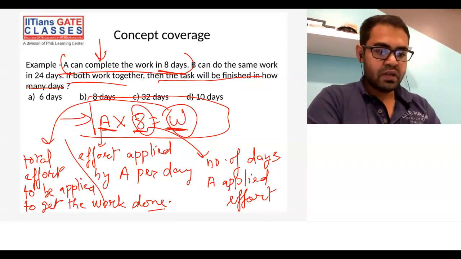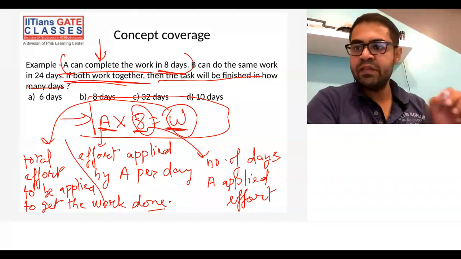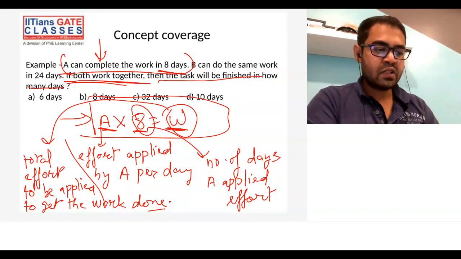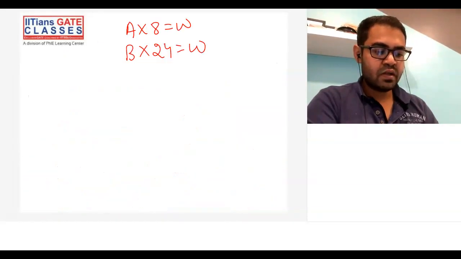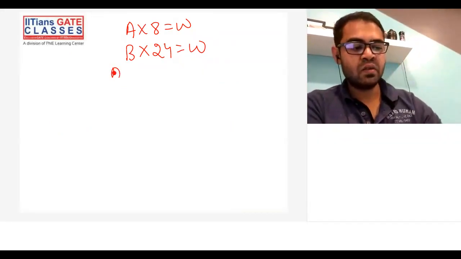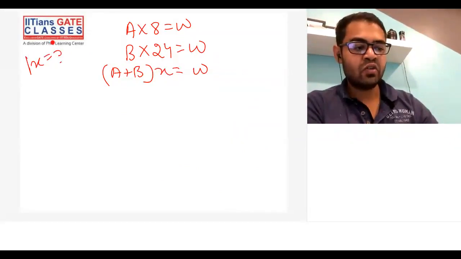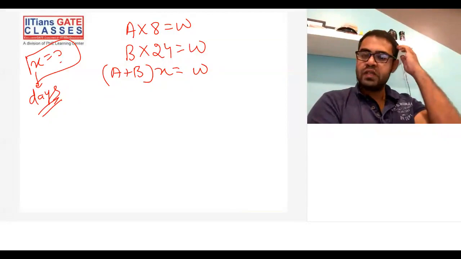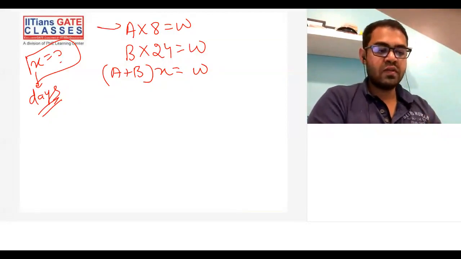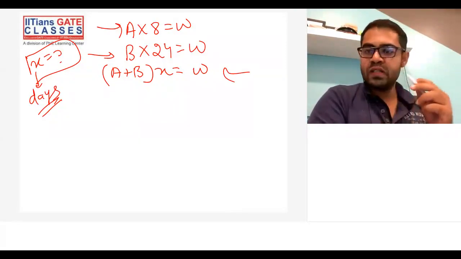Now let's see the third one. They're saying if both work together, that means every day both of them are working together, then the task will be finished in how many days? Let me write the equation for this statement as well. A plus B times X is equal to W, where X is the number of days you need to find. I hope this is clear to everyone. This is given and X is required.